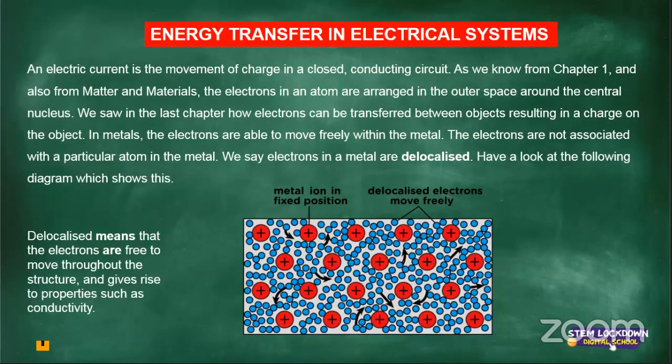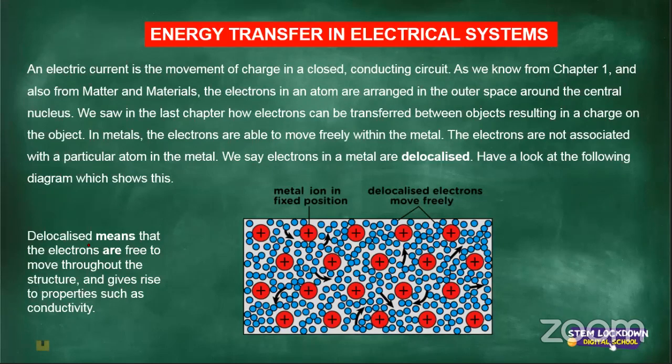Now in metals, the electrons are able to move freely within the metal. In this metal, you can see that these arrows are showing you that the electrons are moving around freely. Electrons are not associated with a particular atom in the metal. So then we say that the electrons in this metal are delocalized, because they are moving around freely.